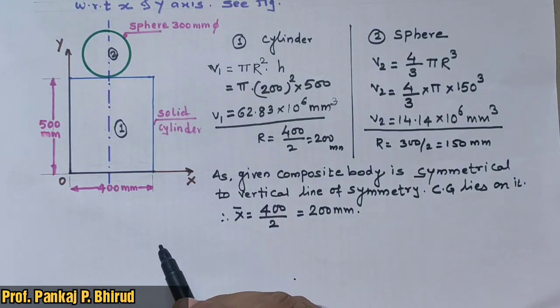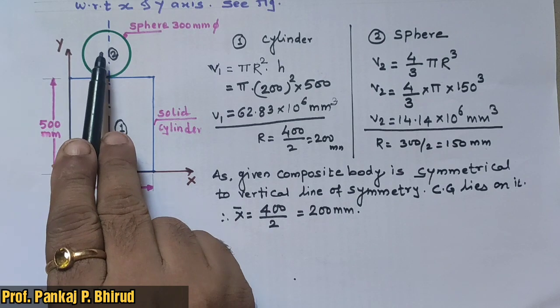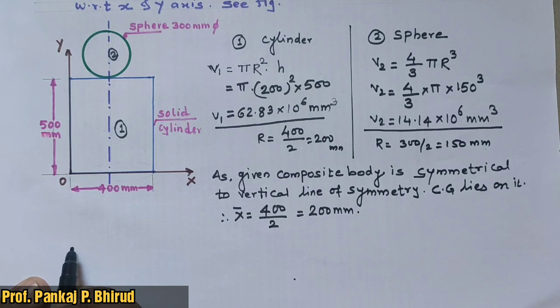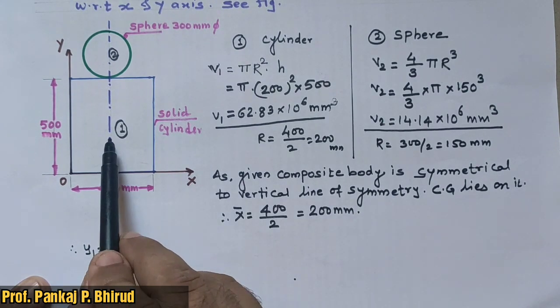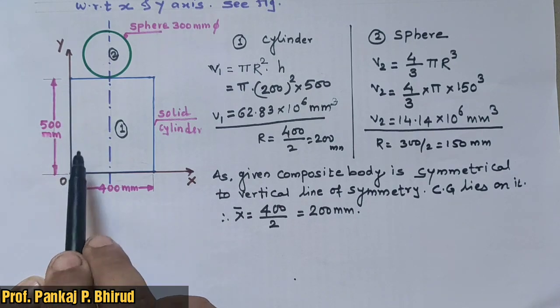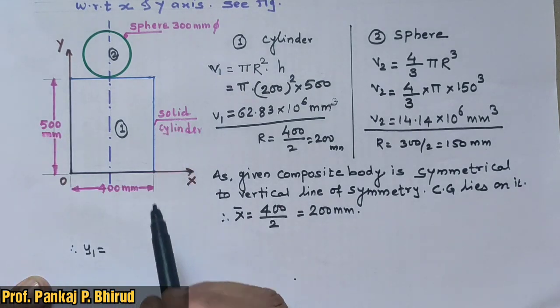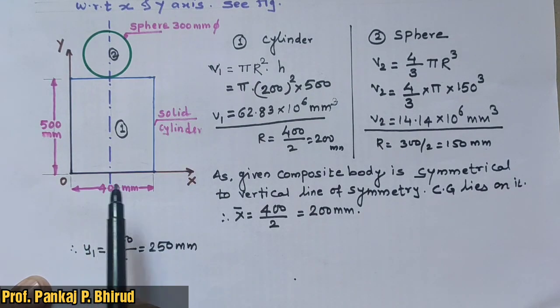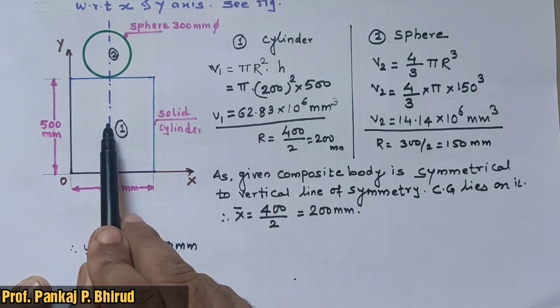So let us try to find y1, y2 and then y bar. For y1, that is the center of gravity of this cylinder from the x-axis, this total is 500. So 500 by 2, that is 250 mm. So the CG of this cylinder is at 250 mm from the x-axis.